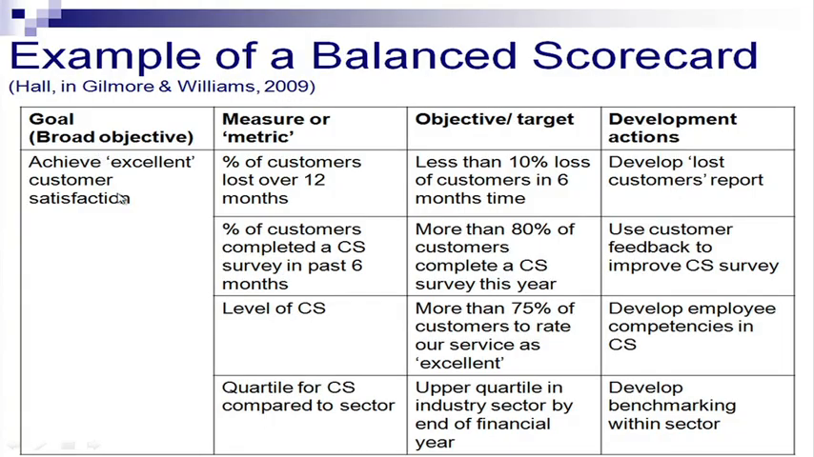Similarly, when we are trying to achieve excellent customer satisfaction, the second measure or metric that we can adopt is the percentage of customers who completed a customer satisfaction survey, CS meaning customer satisfaction, in the past 6 months. The target is that more than 80% of our customers complete a customer satisfaction survey this year. We want to ensure that this happens. And what do we do with this? We use customer feedback to improve the customer satisfaction survey. Then the level of customer satisfaction and quartile for customer satisfaction compared to the sector that we operate in. So, this is an example of a balanced scorecard.